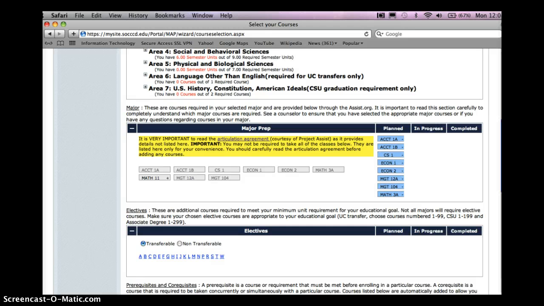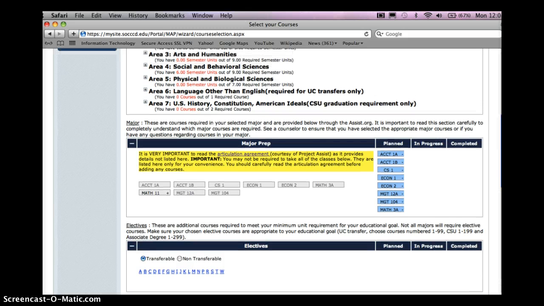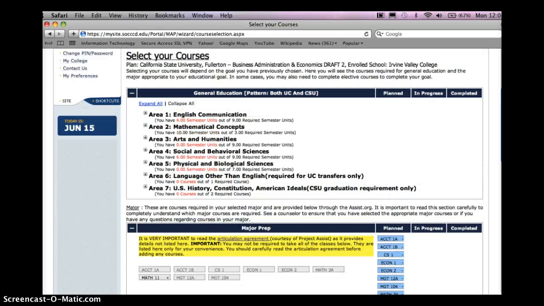This concludes the major prep section of MAP. The next portion we will be doing will be on the general ed. Again, you will be responsible for doing both major prep and general ed for your assignment for this week.